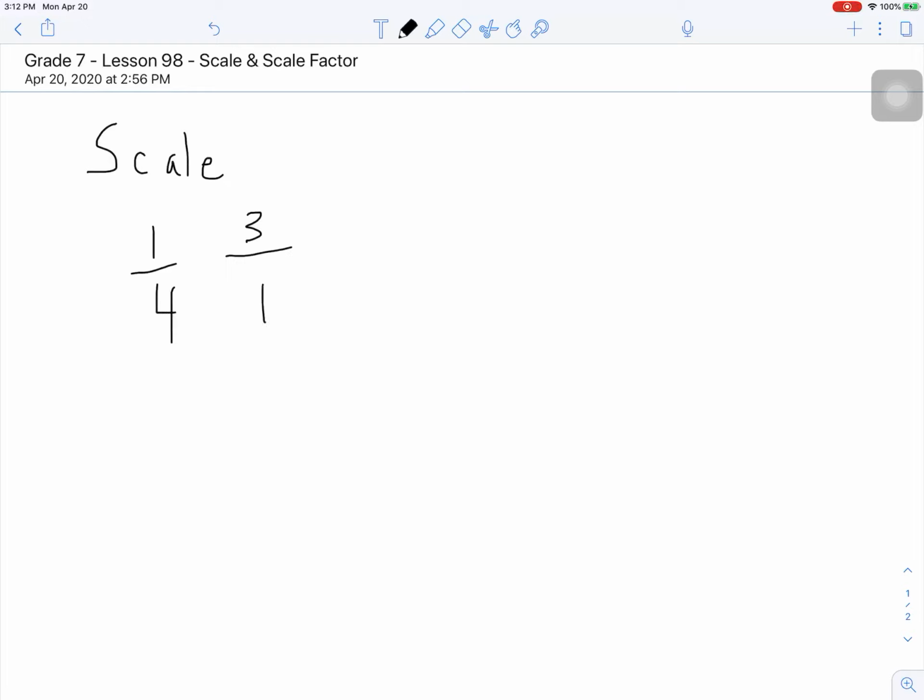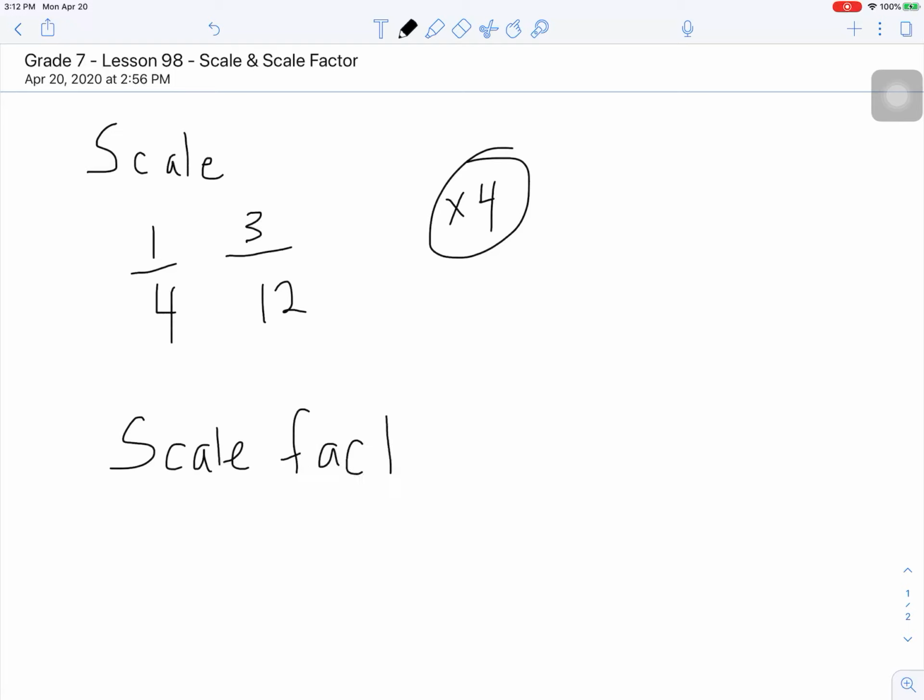So if on my drawing, say something were 3, then in real life it would be 12. Make sense? That's scale. So what are we doing with scale? We're multiplying it by 4. We're amplifying it by 4 in order for it to be in real life. So that's scale. Scale factor is slightly different.